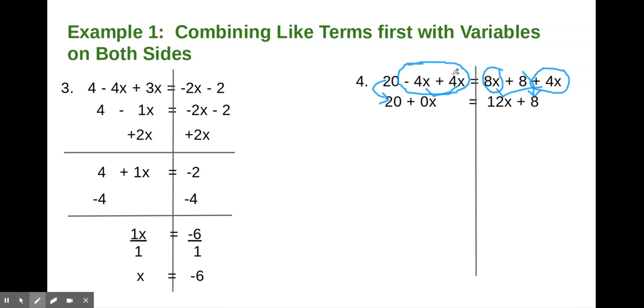So my first step says to combine like terms on both sides of your equal sign. So what I am combining on my left side are my variable terms that I'm allowed to. And on my right side, I am also combining variable terms that I am allowed to. Okay, you still have to follow your rules of adding and subtracting like we've been doing. So I bring down my 20, negative 4 plus 4 is a 0x, and 8x plus 4x gives me a 12x, and then I just bring down that plus 8. Okay, so then what's our next step?